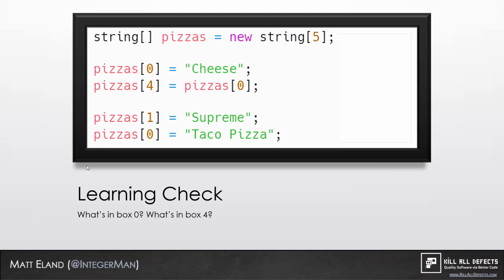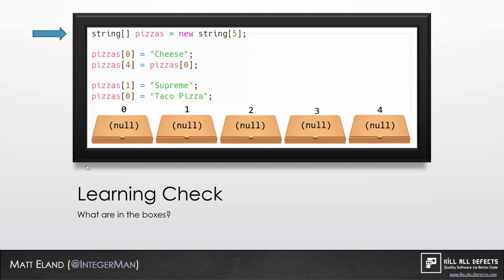Let's take a look. So we start out with an empty array with default values of null in everything. Next we set cheese into that first element. Next we set the 4th element equal to the value in index 0. In this case, we're grabbing the value of that string, which is cheese, and we're setting it into that fourth one. We're not taking the same memory address of it. We're just saying, hey, I want you to use this value.